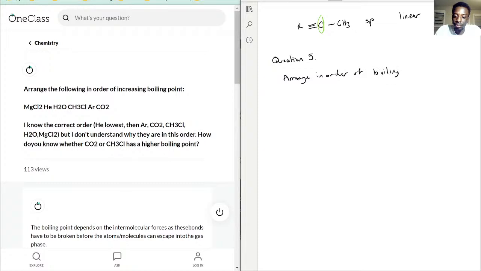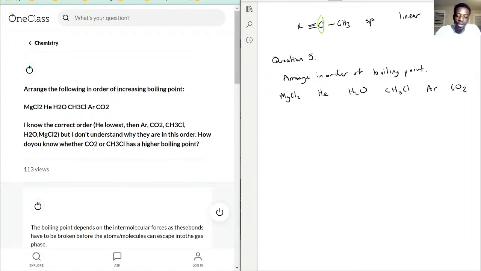Okay, we have magnesium chloride, helium, water, methyl chloride. Let me just think about that actually. Chloromethane is probably what that is. Yeah, that makes more sense to me. Argon and carbon dioxide. So that's a lot of them.